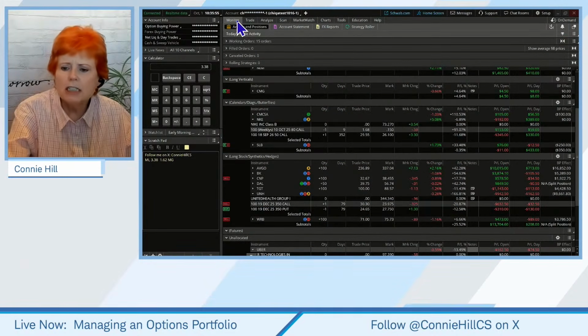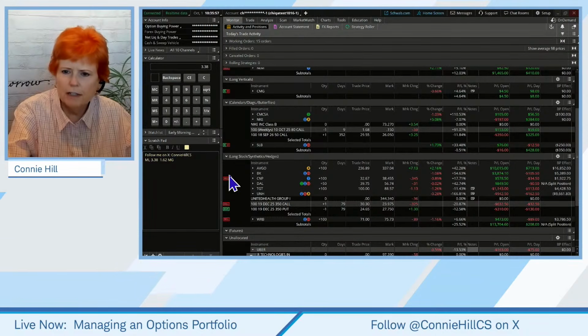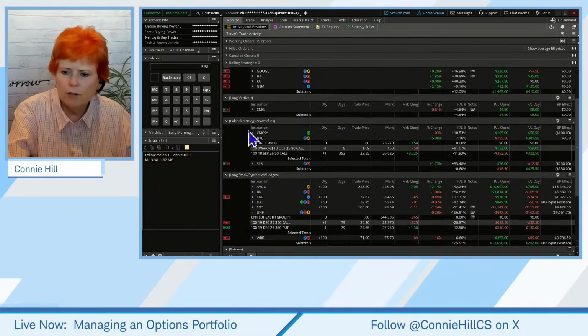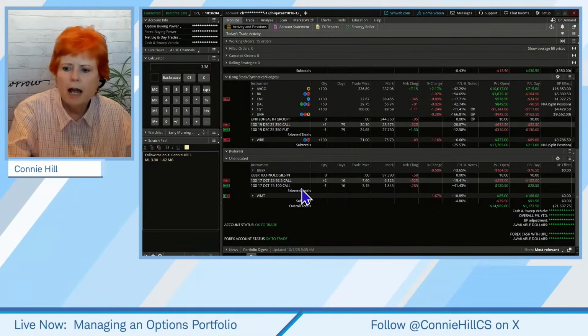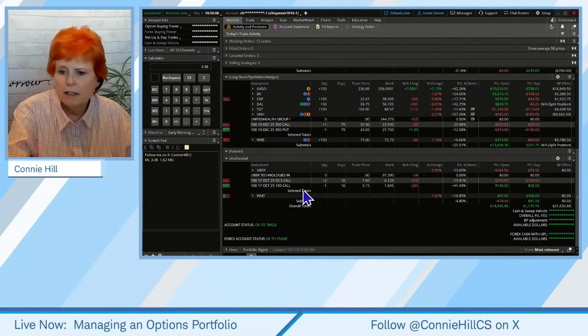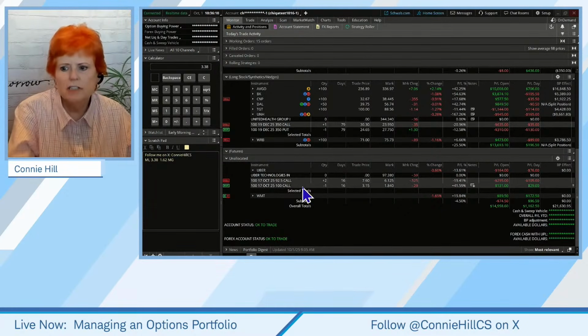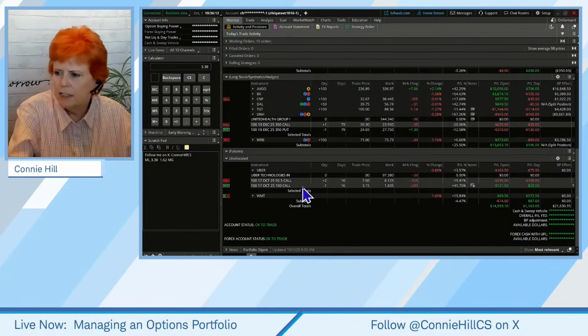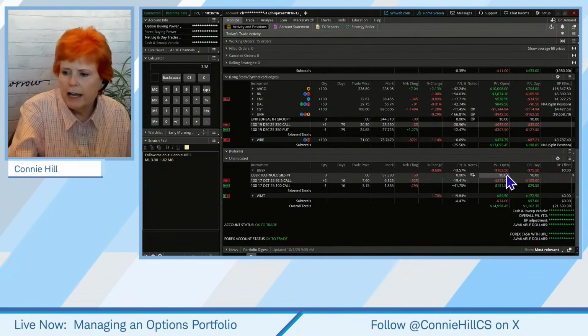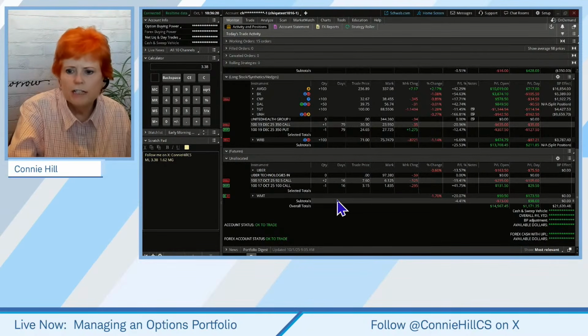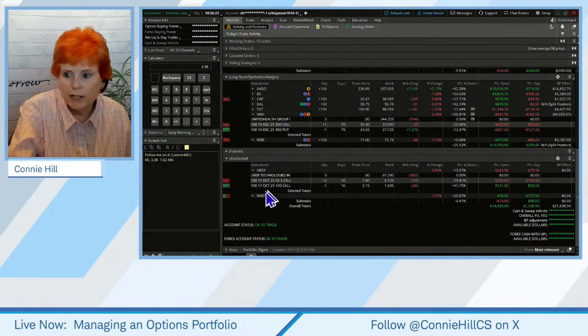Now, let's start out with a trade in this portfolio. It's down here at the bottom. It's an Uber, and it happens to be a ratio spread. We can use the risk profile tool to see what's going on here. Just so we know, right now we're down on the trade about 163.5. We have 16 days left before these options expire on October 17th.